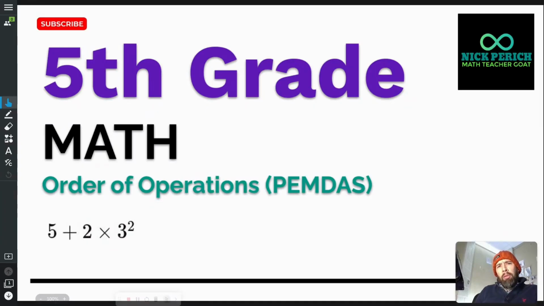I'm the math teacher Goat, and today in 5th grade math we are talking about the order of operations, also known as PEMDAS. Please excuse my dear Aunt Sally. So I give you 5 plus 2 times 3 to the second power, and if you're like, I'm just going to go left to right, you're wrong.